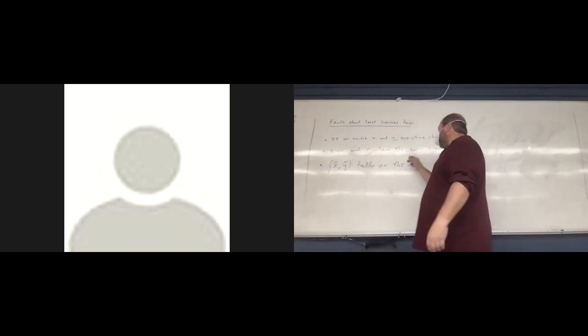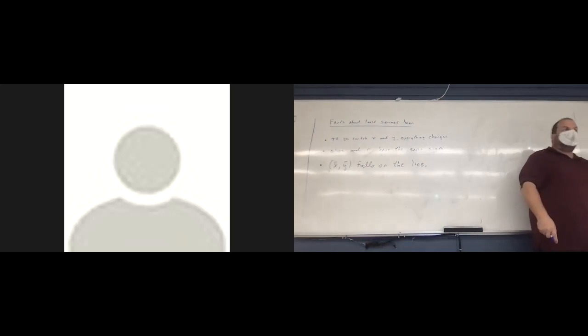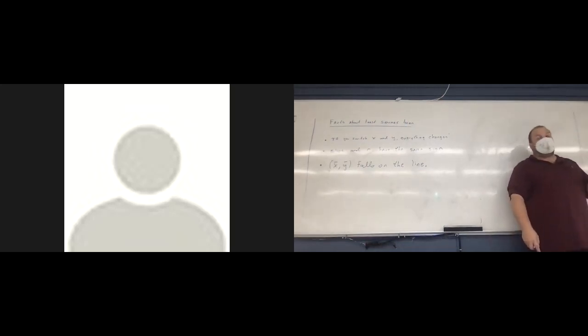What else we got? There's one point that always falls on every least squares line. And that is the point with coordinates X bar, Y bar. One way to help graph the line, if you have a question about graphing a least squares line, is that X bar, Y bar has to be on it. So if you calculate the average of the X's and you calculate the average of the Y's, and you make a point for those two numbers, that point must fall on the line.